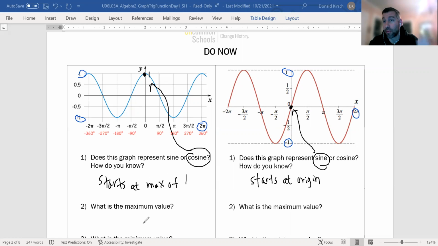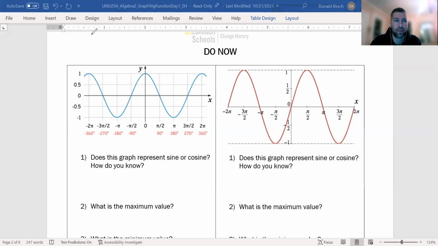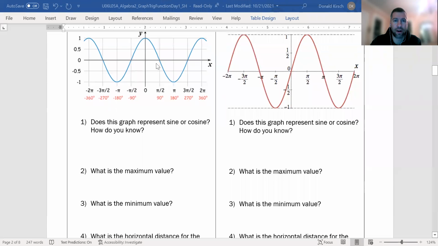What are the maximum and minimum values? These are going to be the same for both of these functions. The max value for each one of these, the highest point, is going to be 1, which is a y value of 1. If we were to go on and do the minimum values, we would look to the bottom parts of our graphs. And if we look at each one of these, they reach their lowest point at -1. So they both have minimum values at -1.